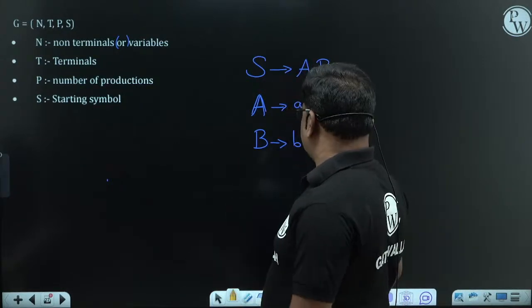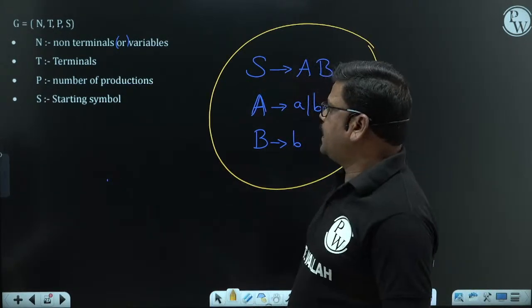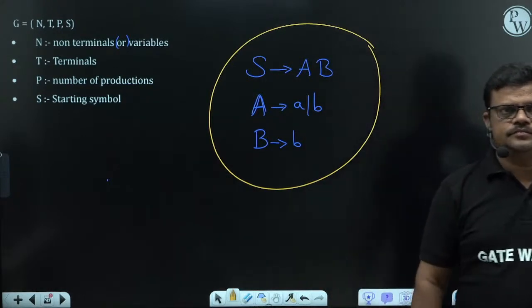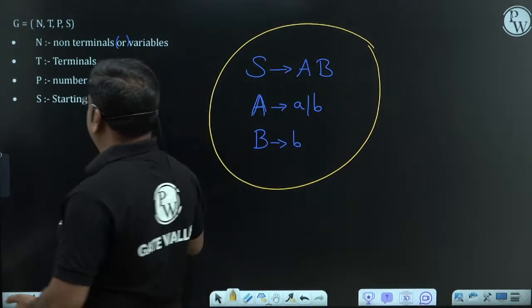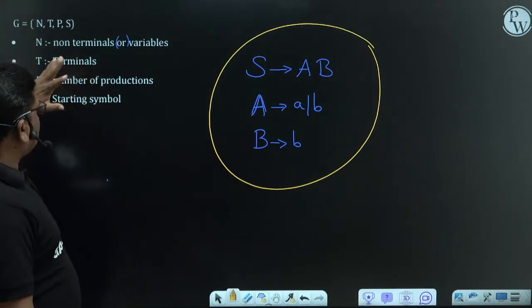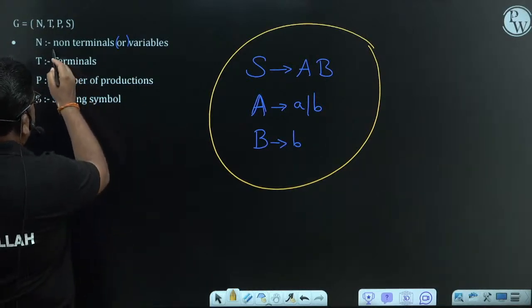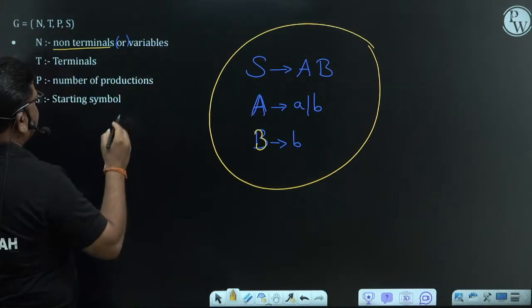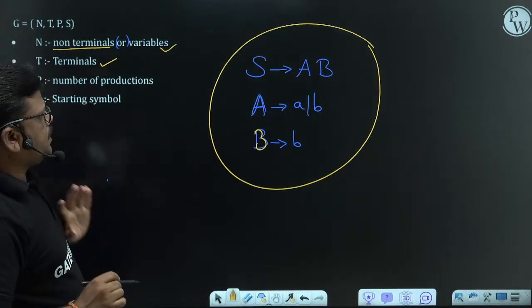This whole thing is one example grammar. Every grammar has these four things. A grammar is a collection of four things: non-terminals or variables, terminals, productions, and a starting symbol. In computer science, whenever you are studying grammar, we have non-terminals or variables.